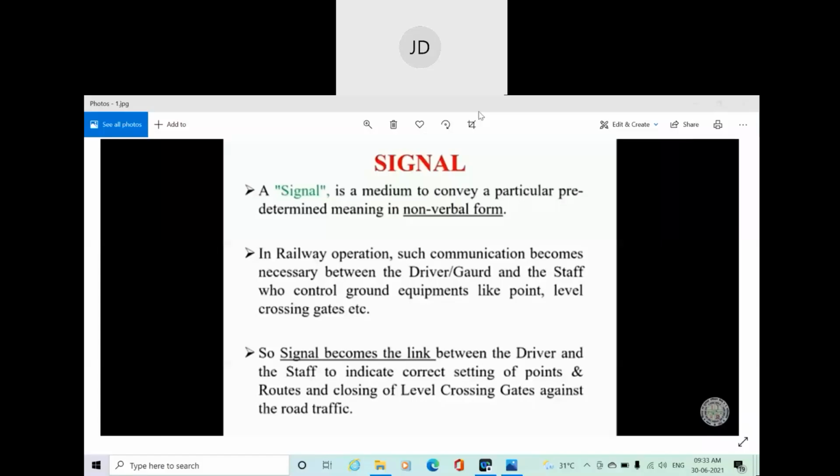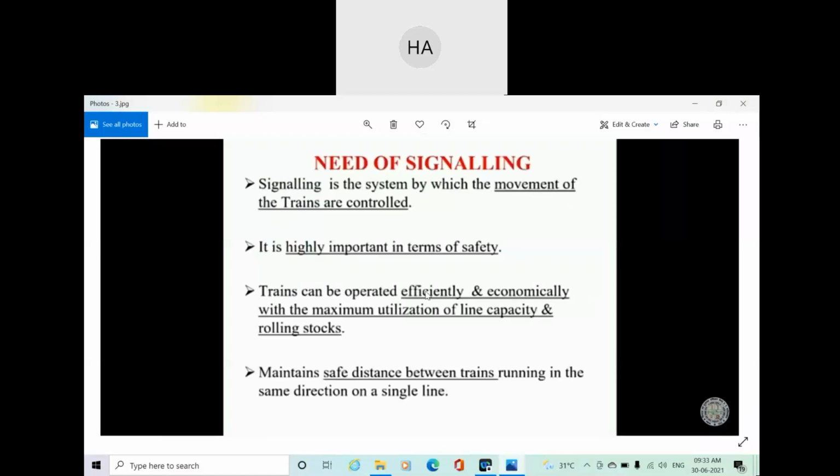First of all, let me share my screen. My screen is visible to you, right? Can you please respond? Yes, sir. Okay. So these things we have already discussed. Let me check.